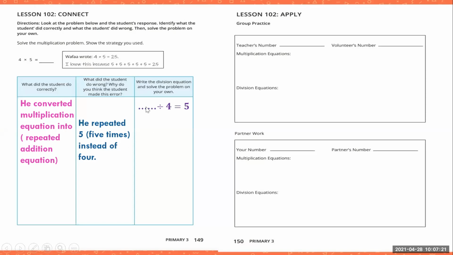Let's solve together. He wants me to write the division equation for the same multiplication equation. I will ask myself, what should be divided by 4 to give me 5? 20. Excellent. All of you are excellent. So the result should be 20.